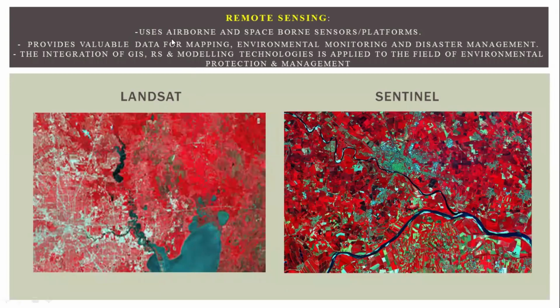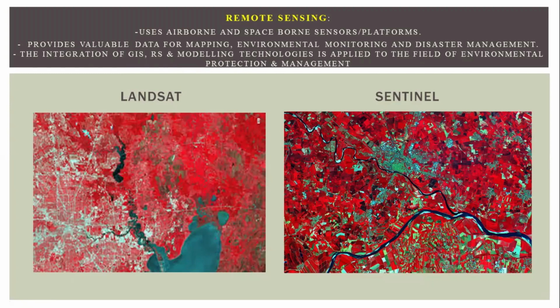It uses airborne and spaceborne sensors and platforms. In that way, you don't need to be physically present in that region. It also provides valuable data for mapping, environmental monitoring, and disaster management. And one has to integrate, because GIS and RS go hand in hand.